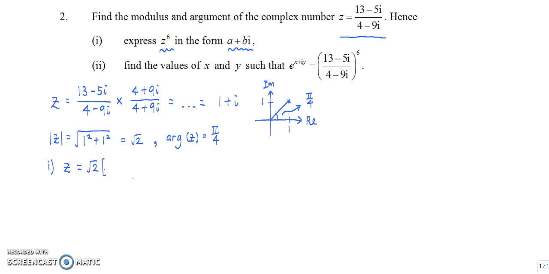So z equals to square root 2 as our r, cosine pi over 4 plus i sine pi over 4. And now by applying De Moivre's theorem, z to the power of 6 is equals to square root 2 to the power of 6, cosine of 6 pi over 4 plus i sine of 6 pi over 4.